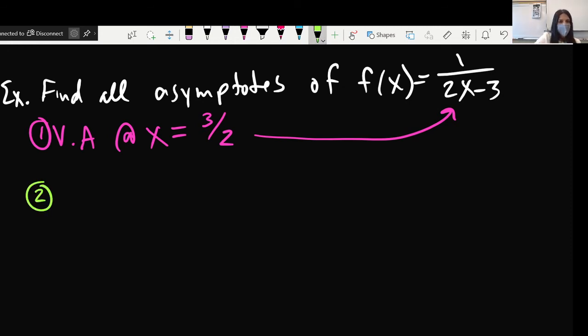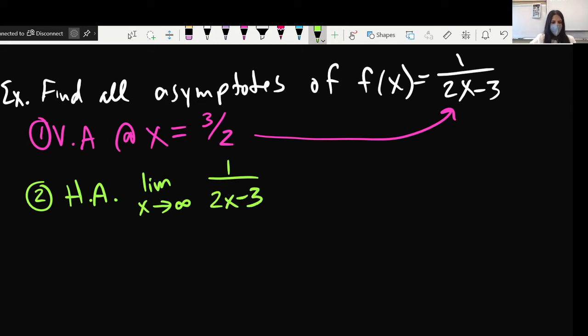And then for 2, we want to now move on to the horizontal asymptotes. And this is where we do get to practice our new skill here. So as x approaches infinity, okay, so let's go through some strategies. I'm looking at 1 over 2x minus 3. I think this part's going to be new to you.